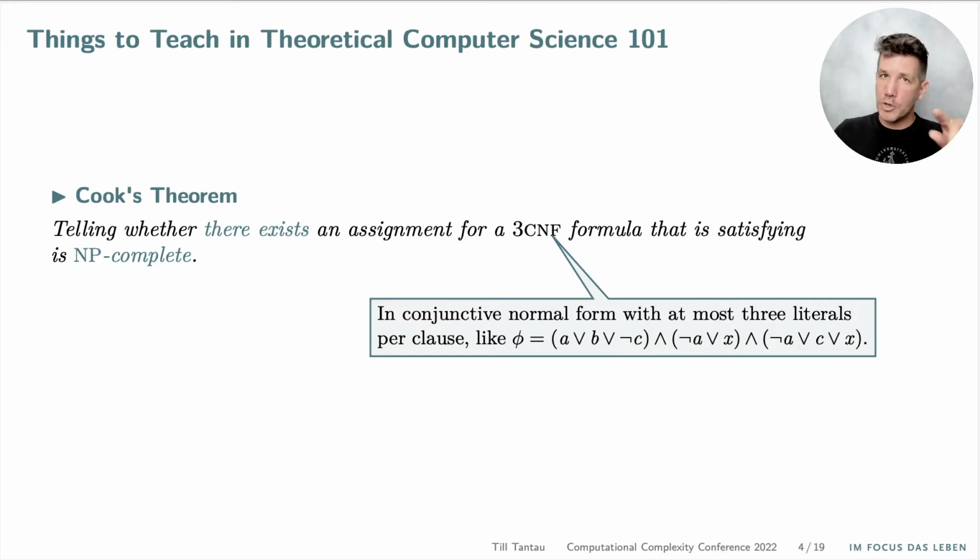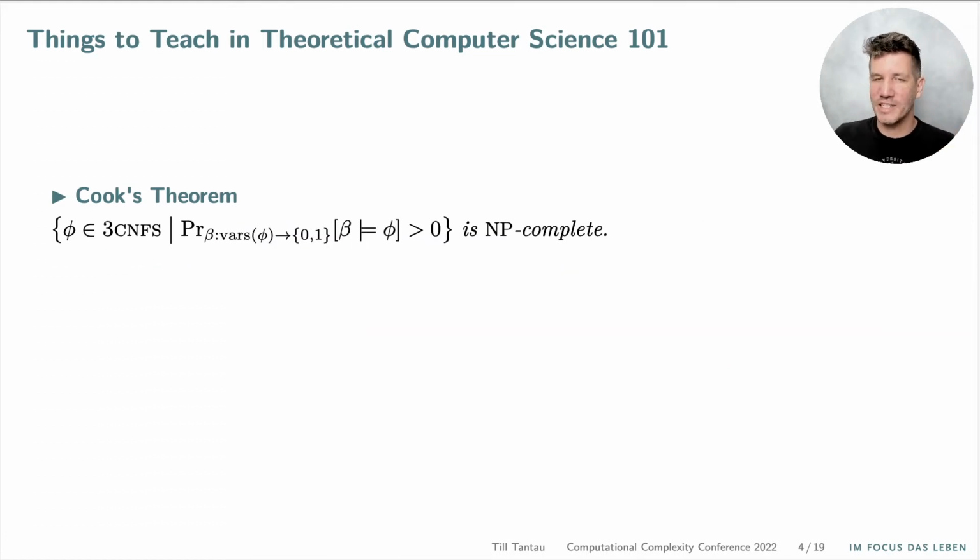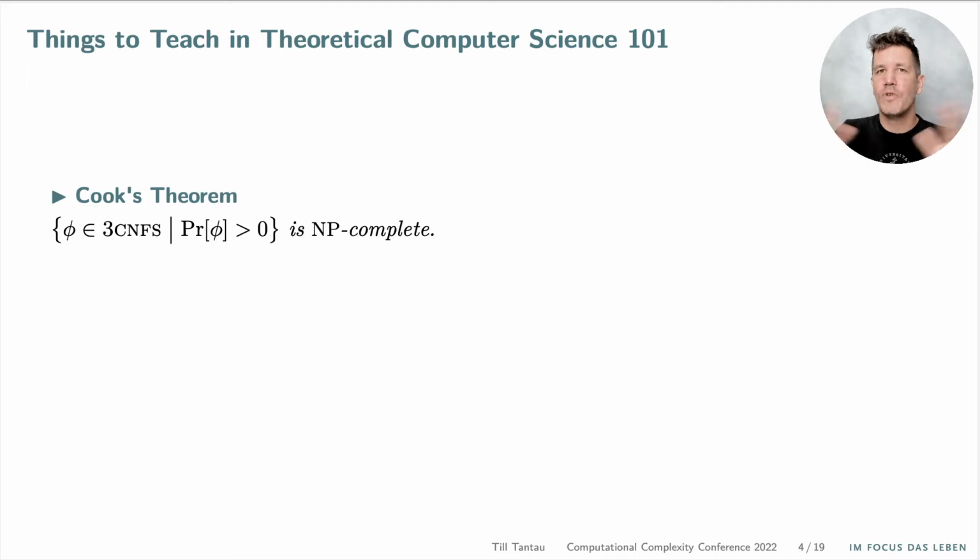Okay, now I'm going to use this well-known theorem to smuggle in some notations. So let me rewrite this as the set of all 3CNF formulas where the probability, taken over all possible assignments to the variables of phi, that such an assignment makes phi true, is greater than 0. Because this talk is about satisfaction probabilities, this is what we're going to look at very often. And because we need it so often, let me abbreviate it like that.